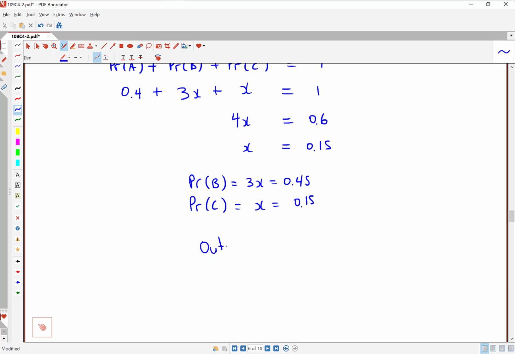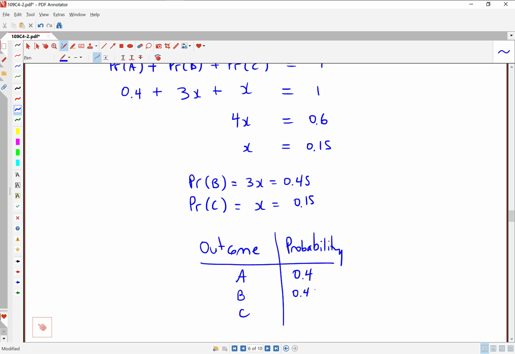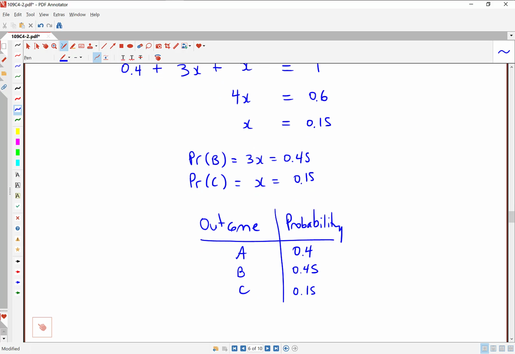So what we want is to list out our different outcomes, and beside those, write out the probability of each of those outcomes. So our outcomes were called A, B, and C. We're told in the question, probability of A is 0.4, and we've just figured out probability of B is 0.45, probability of C, 0.15. And there we have a complete description. We've listed all the outcomes in our sample space, so all the different outcomes that can happen. And when you add up the probabilities of all those different outcomes, you're guaranteed to get 1.